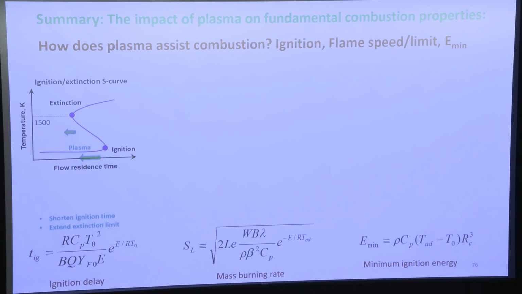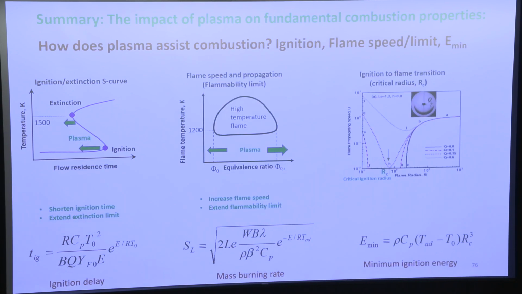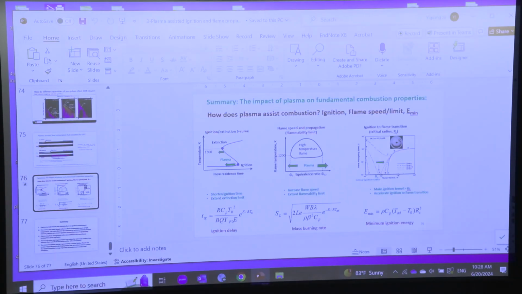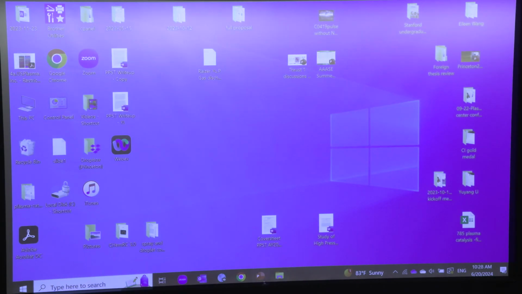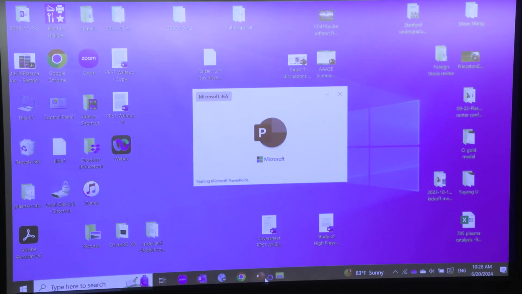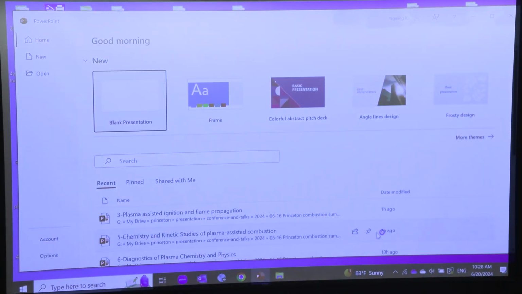All right, well, I tried to share with you how plasma can assist ignition, how plasma can extend the flammable limit, how plasma can control critical radius, and how that controls detonation dynamics. And now I will switch gears to talk about plasma chemistry, which I think should be number 5.